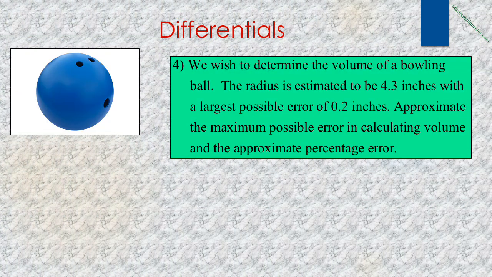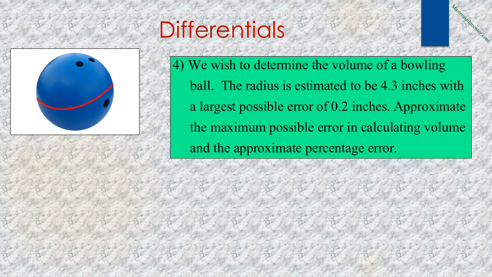In number 4, we wish to determine the volume of a bowling ball. The radius is estimated to be 4.3 inches with the largest possible error of 0.2 inches. We want to approximate the maximum possible error in calculating volume and the approximate percentage error.